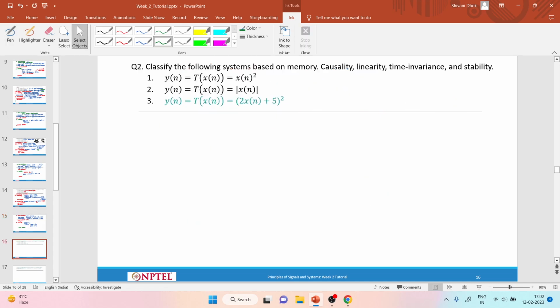So let us look at the final example of this kind, and for that my input output relation is given by this form. Again, if I look at this factor here, which is based on input, it is based on the current instance of input, that is the current input, which means that first of all it is memoryless, and secondly it is causal.